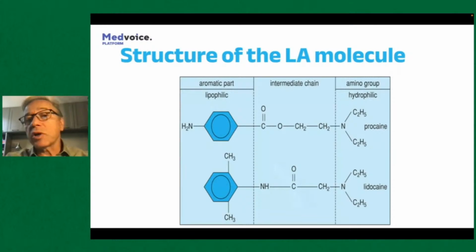We'll speak about the structure of the local anesthetic molecule first. And the structure is in three parts. The first part is the aromatic part on the left side of your screen, which is also the lipophilic part. And on the right side of the screen is the amino group, which is the hydrophilic part. And in the middle, they are connected with the intermediate chain.